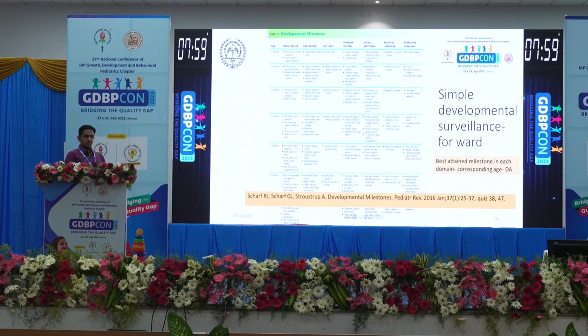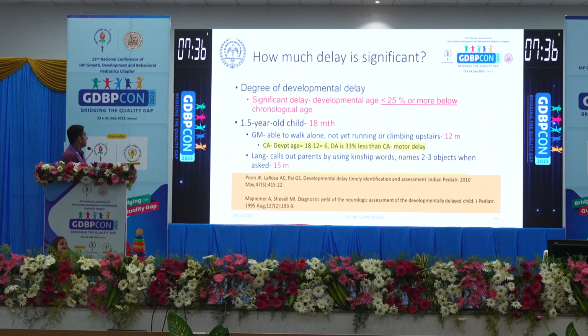Based on this, you first assess the best attained gross motor milestone for the child and the corresponding developmental age. Then the best attained language milestone and the corresponding developmental age. That's how you do it for individual domains, and then we finally go on to see if it is a significant delay. The corresponding age of the best attained milestone is the developmental age. And how much delay is significant? This is one thing that we should all know. Significant delay is when the developmental age shows a 25% or more delay as compared to the chronological age.